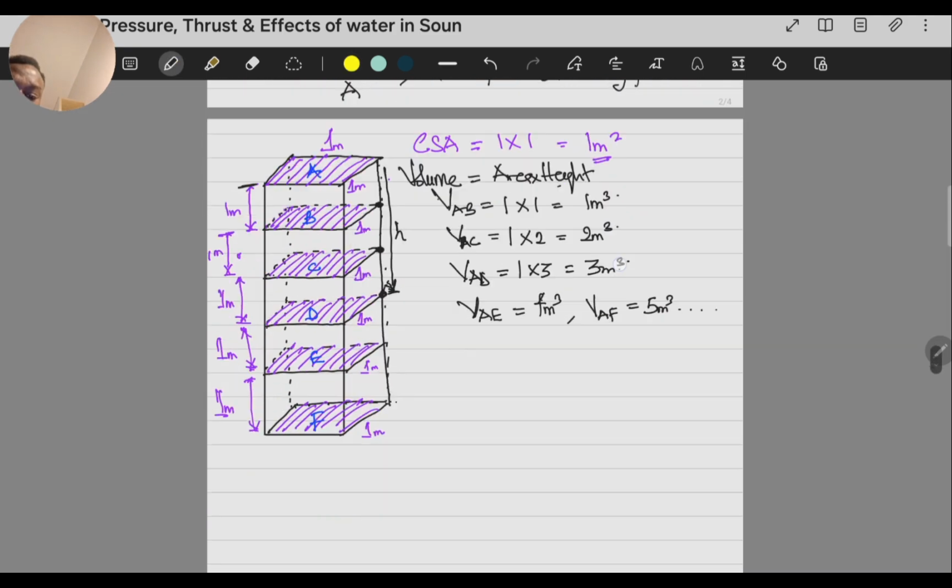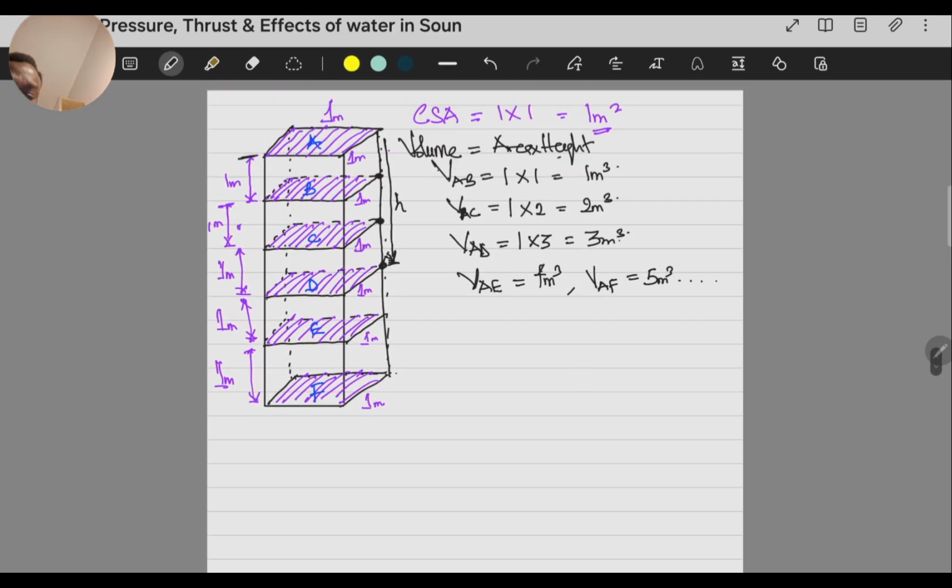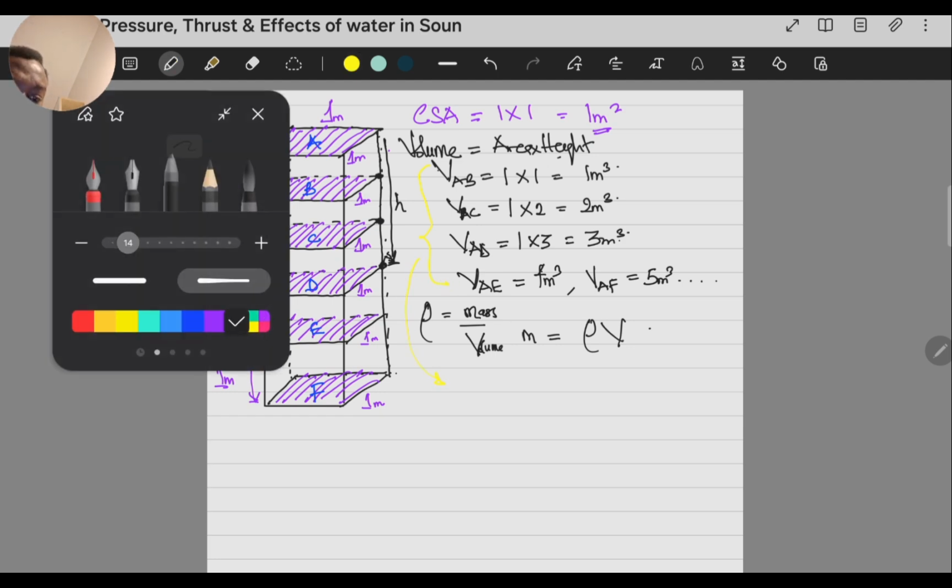So what I'm going to do is to determine the weight. We know that density is mass over volume, and then the mass is going to be density times volume. So now let's come back to all of this, and then we continue with now mass.